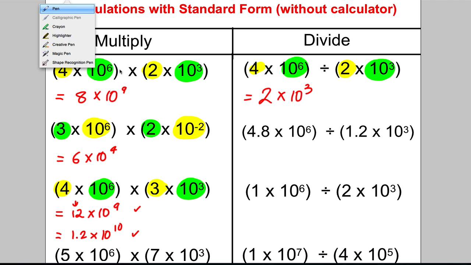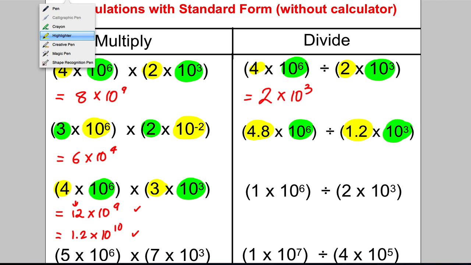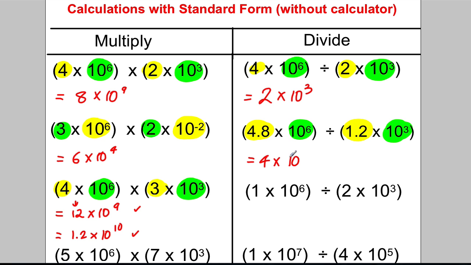Right, same thing here. We're going to do 4.8 divided by 1.2 and 10 to the 6 divided by 10 to the 3. Now, 4.8 divided by 1.2, how many 1.2s go into 4.8? Well, 4 of them. So this answer would be 4 multiplied by 10, 6 take away 3, 3.